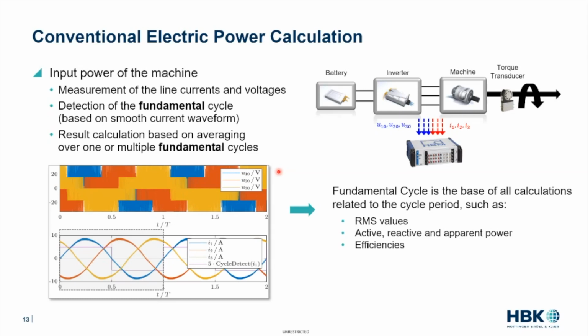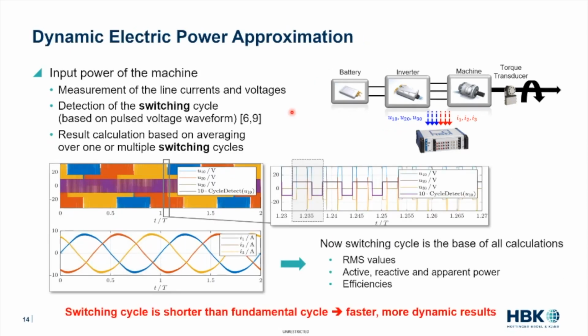Go to the fundamental frequency and do an averaging over at least a half cycle or multiples of half cycles of the fundamental frequency. Now there is a way to speed that up, and that is a patented way by HBK, I have to say, a method developed by my colleague Dr. Stock, and he laid out the method that you can also do a power calculation based on the switching cycle.